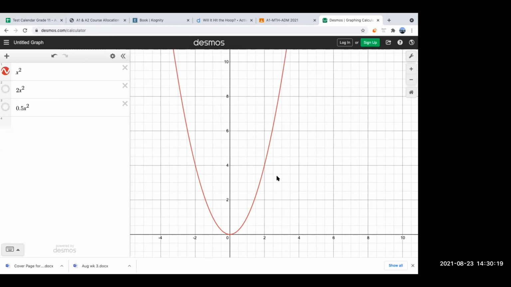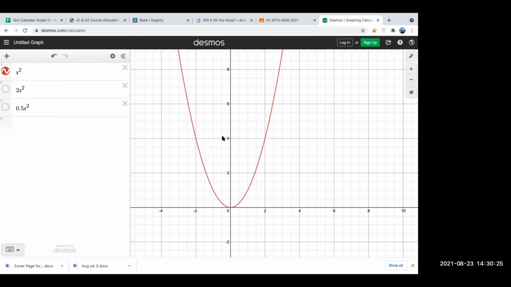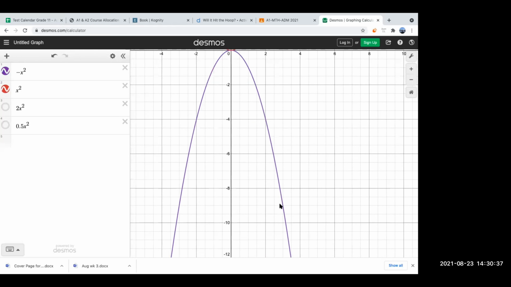Consider this graph. This graph is a parabola. The shape is known as a parabola, or it is also known as a concave up graph. There is also another graph, the concave down graph, and that comes when you have the coefficient of x squared as negative. This is the graph of minus x squared.